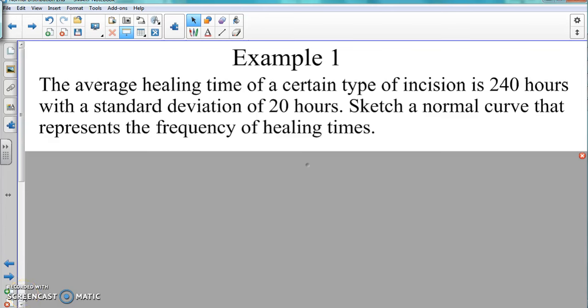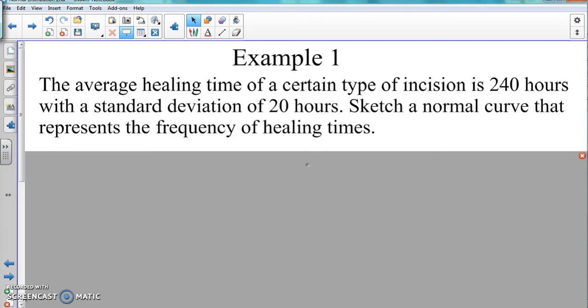Example one. Here we're talking about the average healing time of a certain type of incision. This is like when a doctor tells you it's going to take about 6 to 8 weeks for your sprained toe or knee or something to heal. That comes from our normal distribution and normal curve. That's where doctors get that from. They've worked this out and figured out that from this time to this time, it works.